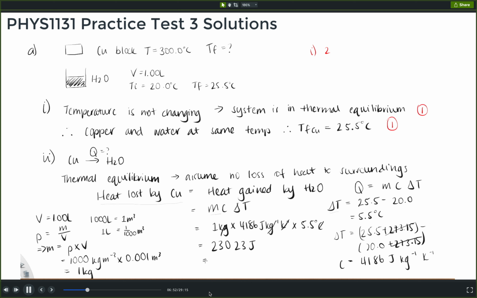23023 joules roughly. But this is far too many significant figures. All of the information we've been given, the least number of significant figures in the question is 3. So let's change this to 3 and we'll make it kilojoules.